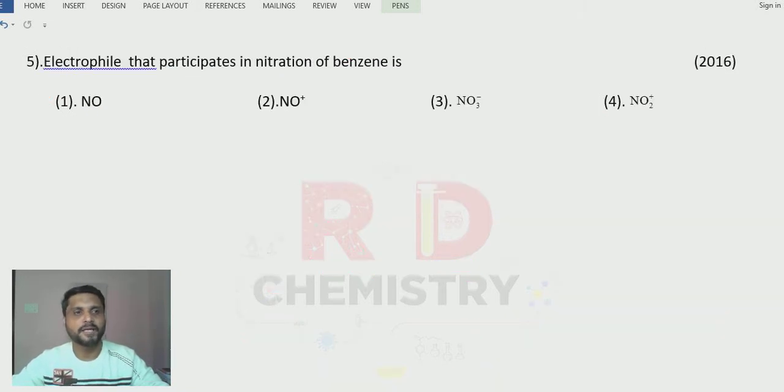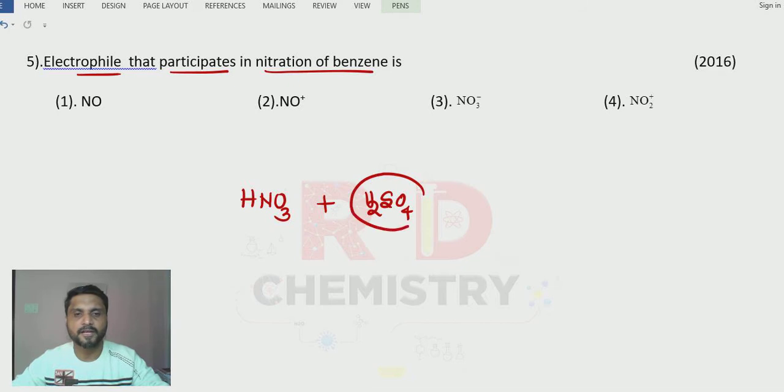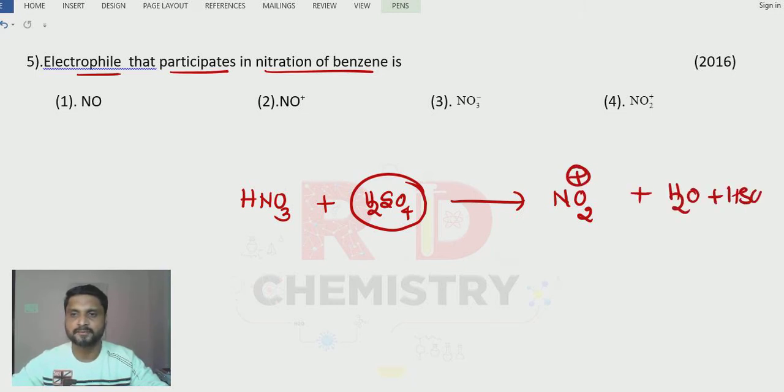Question number 5, the electrophile that participates in the nitration of benzene. For nitration, we make use of a mixture of concentrated nitric acid and concentrated sulfuric acid, where concentrated sulfuric acid acts as a dehydrating agent to produce NO2 plus, the nitronium ion. Along with that, a water molecule is a side product, and HSO4 minus, the bisulfate ion. So therefore, the electrophile generated is the nitronium ion, NO2 plus, right?